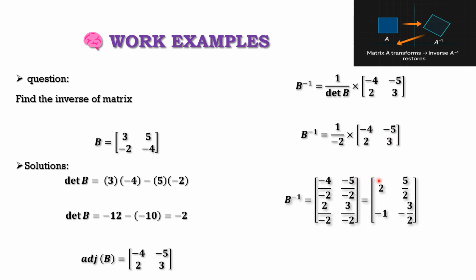When we repeat the same process, we are going to get 2 over negative 2, that is 1 over negative 2 times 2, then 1 over negative 2 times 3 will be 3 over negative 2. So you simplify the expression to end up with the final answer of the inverse of B being 2, 5 over 2, negative 1, minus 3 over 2. So that is how we find the inverse of the matrix B.